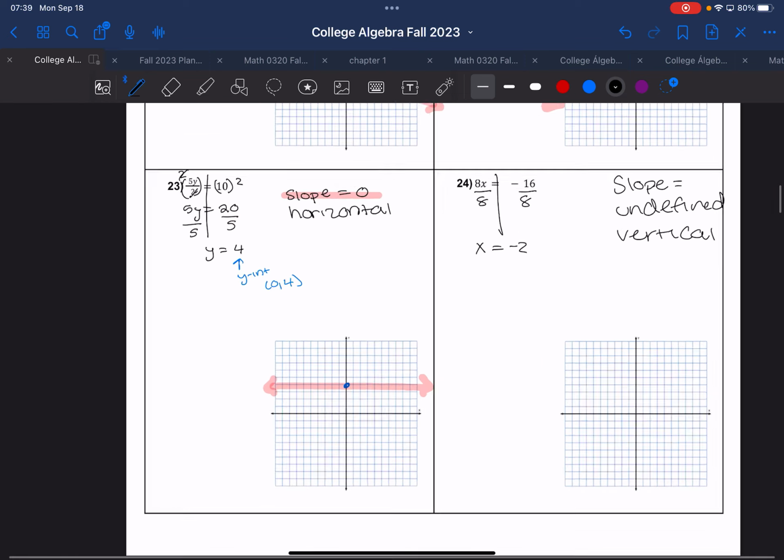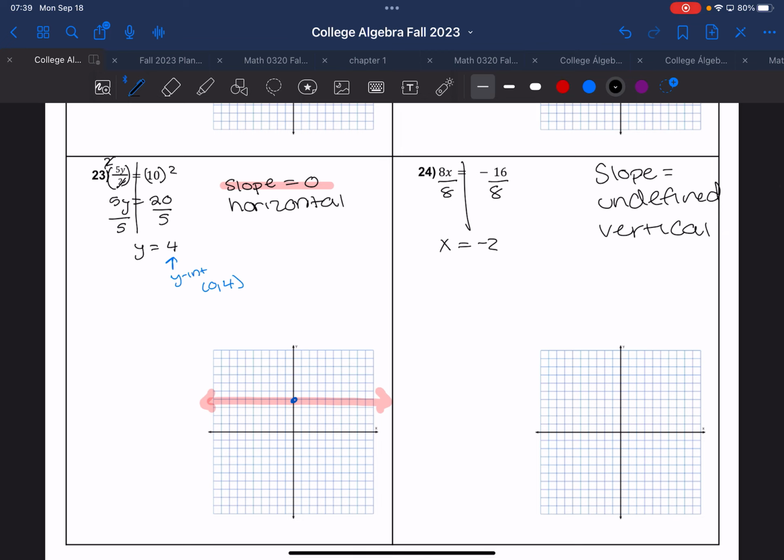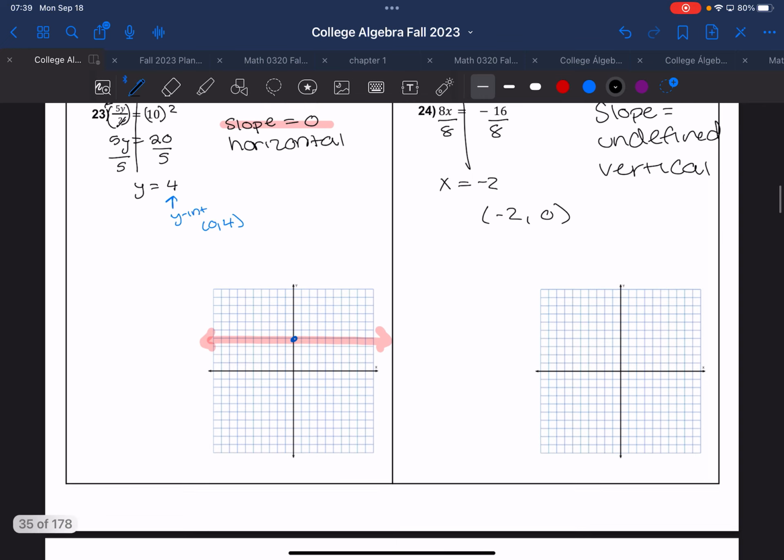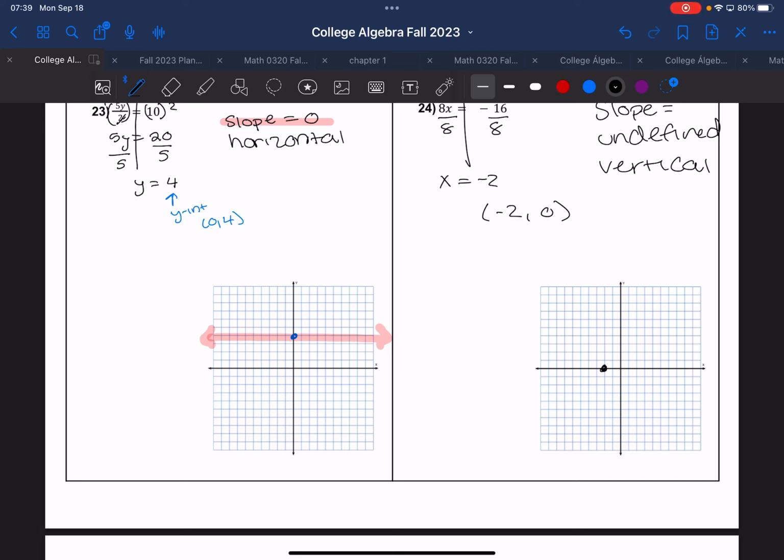When I had y equals to a number, that gave me my y-intercept. What happens when I have x equal to a number? That gives me which intercept? The x. So that means this point can be written as -2, 0. So I need to plot that point. And we know it's a vertical line, so I'm just going to draw a vertical line through that point.